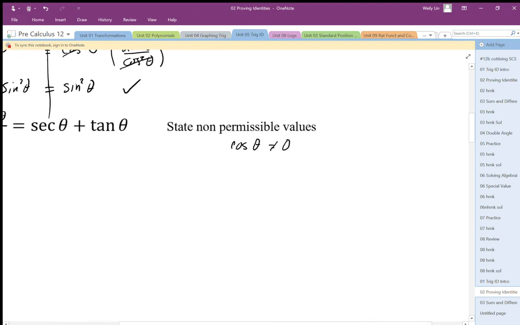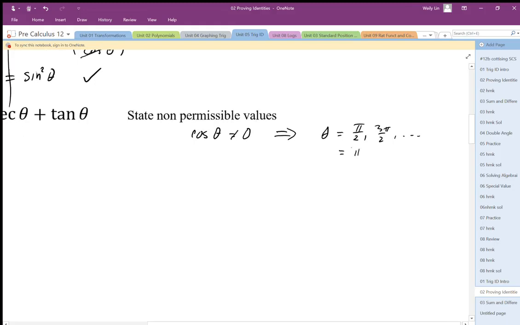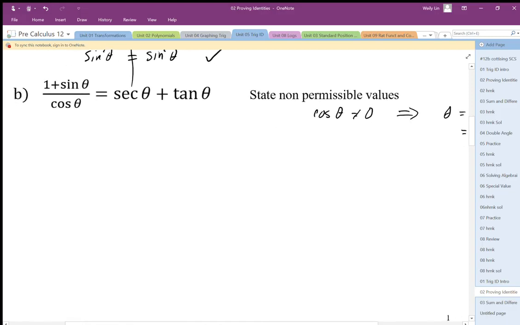Now, in more advanced courses, and in some pre-calc 12 too, but I'm not going to require this, you would sometimes be required to solve for theta. In this case, theta is equal to 90 degrees, or pi over 2, and 3 pi over 2, and we generalize that to pi over 2 plus n pi. So every 180 degrees, cosine theta is going to hit 0. So what does the proof look like?